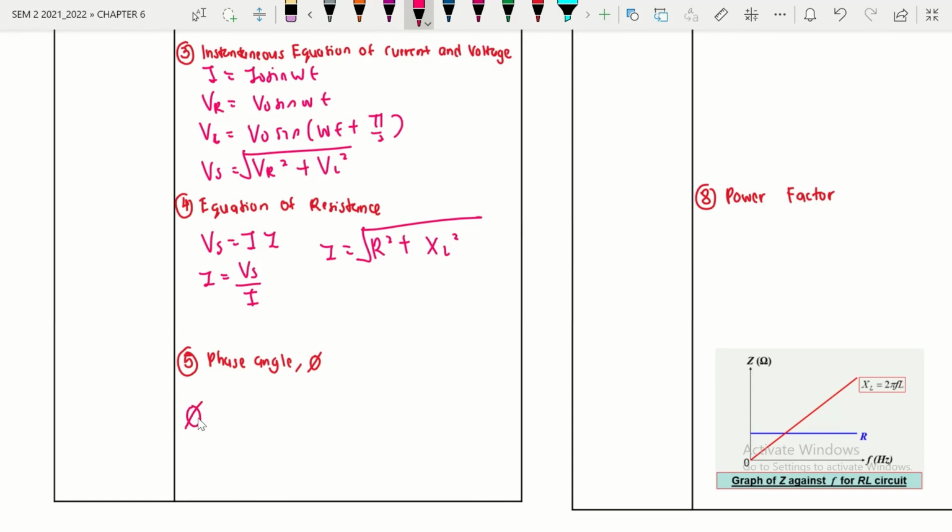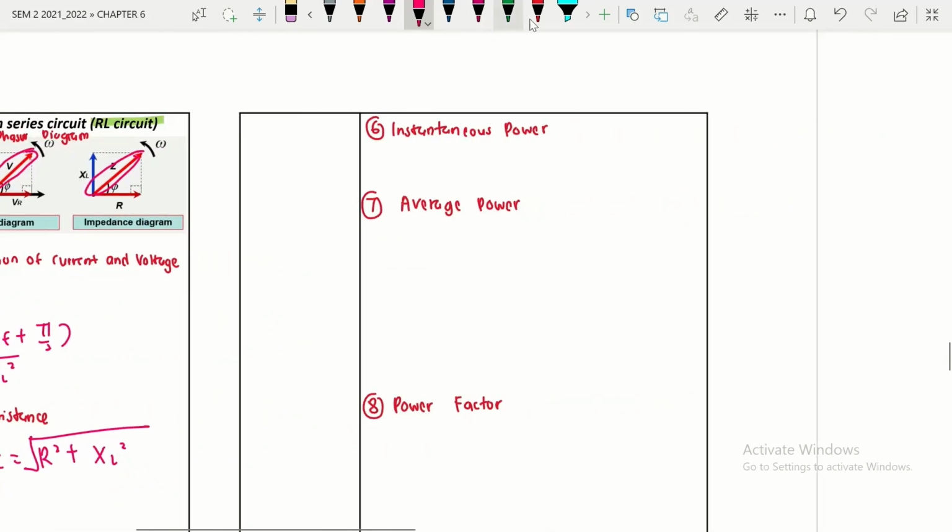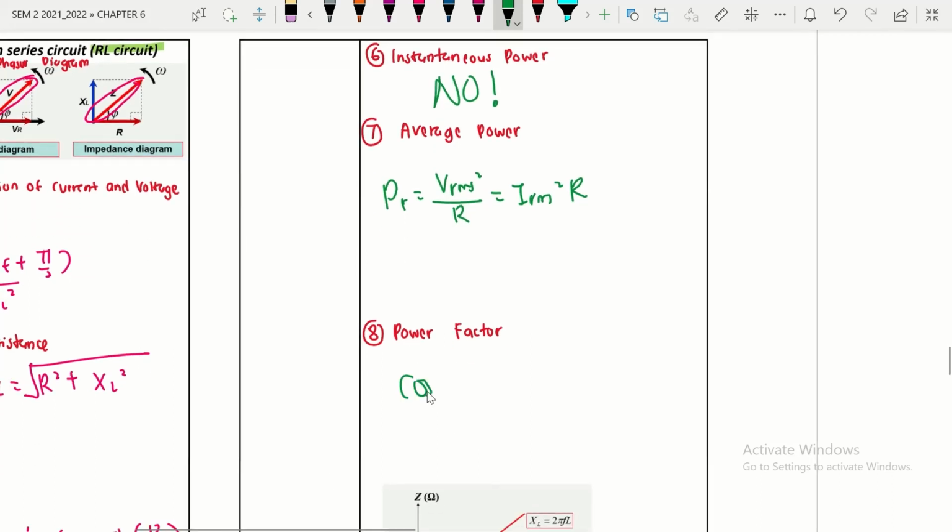Jadi kita boleh tengok dua, sama ada kita tengok Phasor diagram ataupun kita tengok impedance punya diagram. So akan dapat R over Z. So that's all. Okay, what about the instantaneous power? No instantaneous power, no. Okay, average power. So average power dia pun samalah. So average power equals to V RMS squared bahagi dengan R equals to I RMS squared darab dengan R. So what about the power factor? Power factor dia sama sahaja. Power factor dia adalah R over Z.